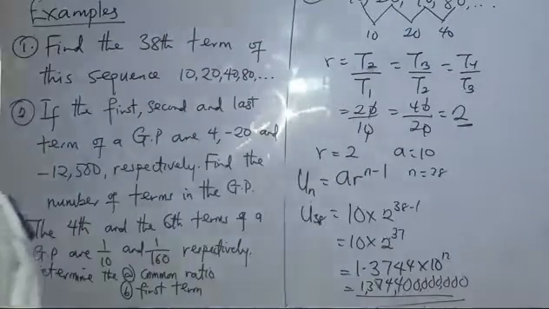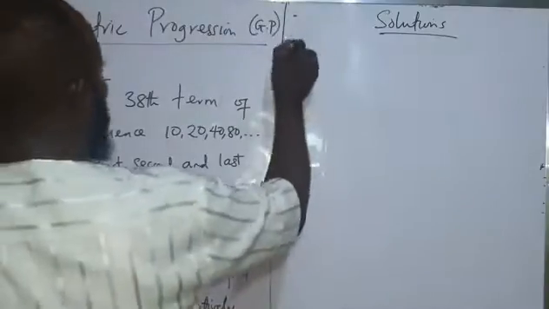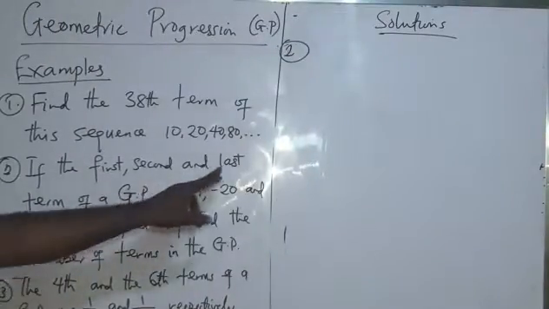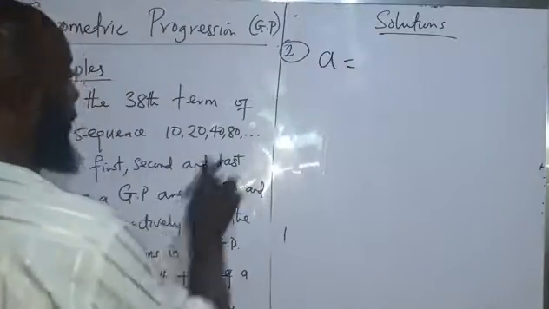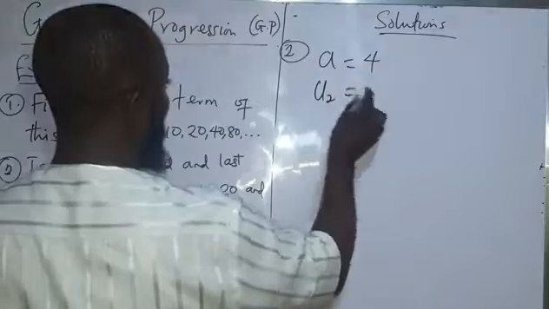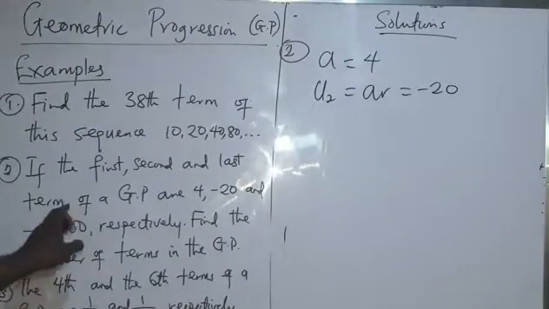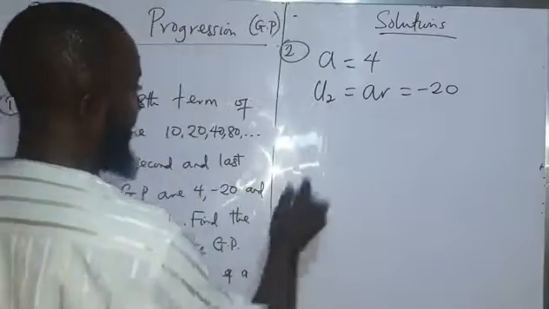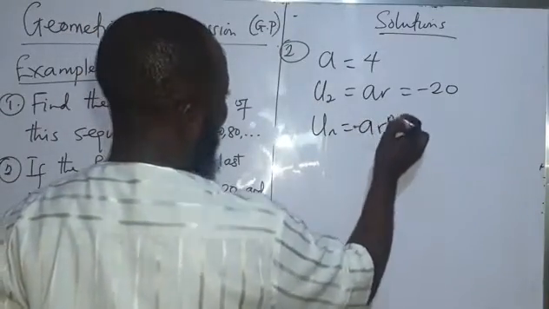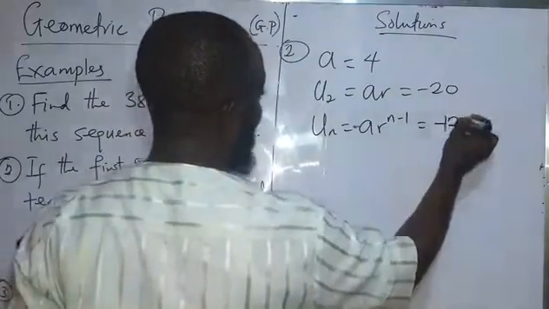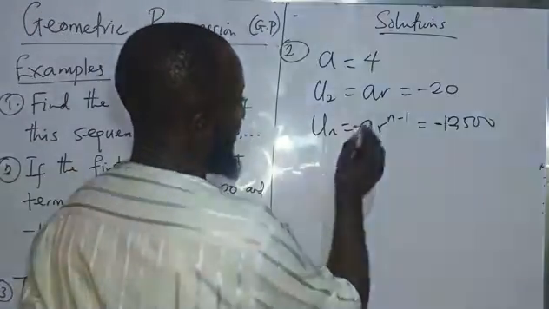Then number 2. So let's look at question number 2. If the first, second, and the last term of a GP. Now this one has given us that this is a GP, which means the first term is given to be 4, and the second term, U2, which is equal to AR, is given to be minus 20. And the last term, UN, which is AR raised to n minus 1, is minus 12,500.